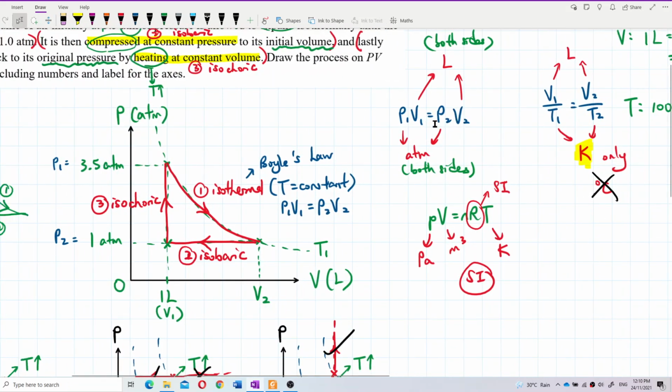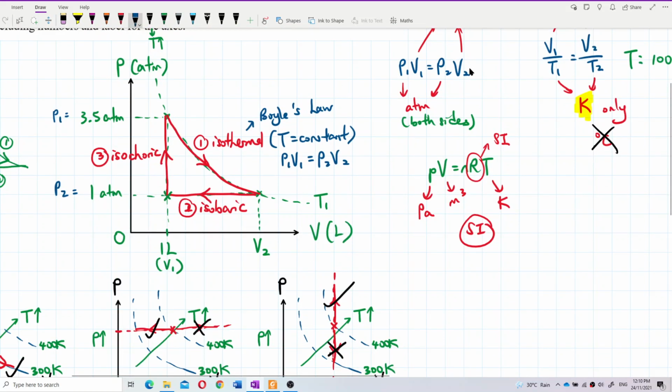Okay, go back to using this one to find the V2. We can maintain as atmospheric pressure and liter. So let's do it. Pressure 1, volume 1, pressure 2, volume 2. So my pressure 1 is 3.5 atmospheric pressure and volume 1 is 1 liter.